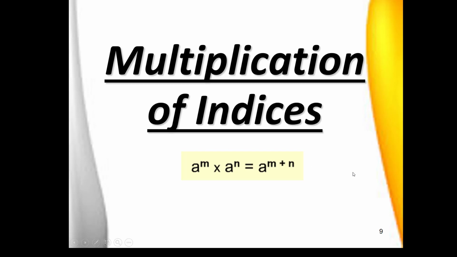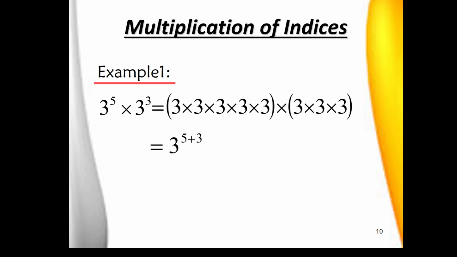So first one, a power n times a power n will be just a power of n plus n. For example, an easy number, we just use 3 to the power 5 times 3 power 3. So 3 power 5, we write it as 3 repeated 5 times, and the second one you write 3 repeated 3 times. Together, there are 8 of them. So we write 3 power of 5 plus 3, and it is actually 3 to the power of 8.